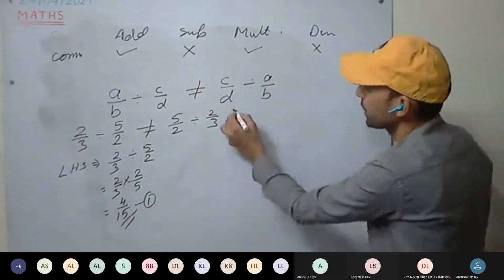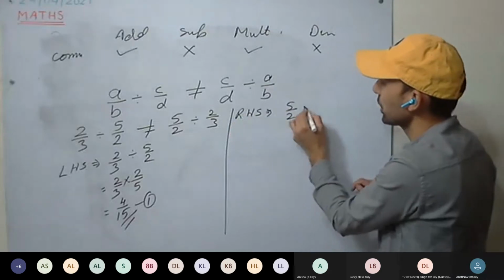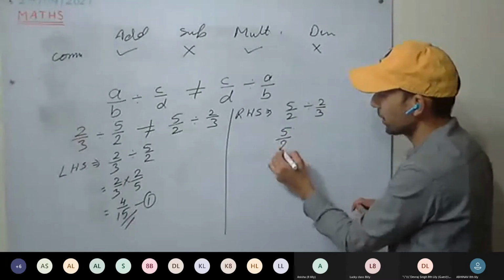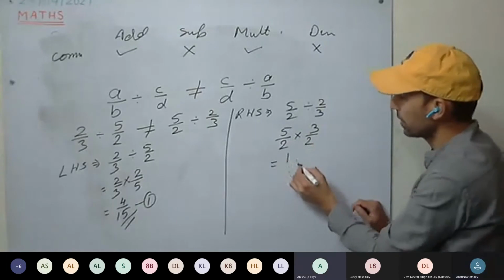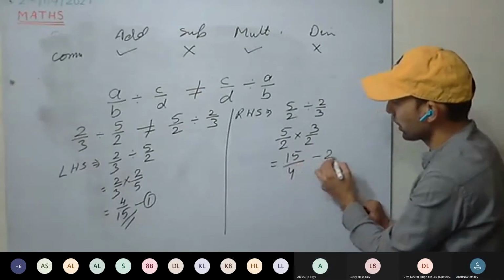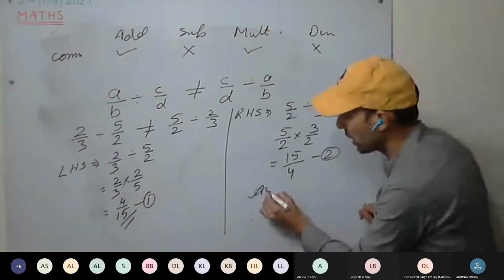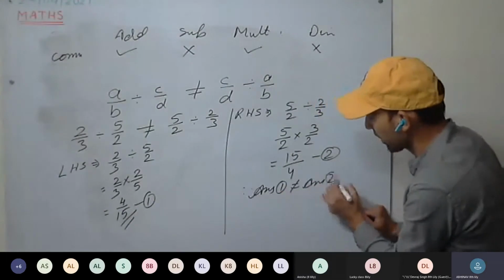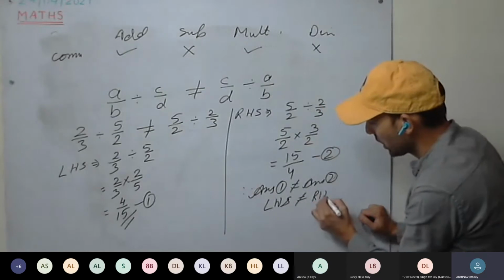Okay. Now I'm taking RHS here. 5 by 2 divided by 2 by 3. Next step, we have to take the reciprocal. 3 by 2. How much are we getting? 15 upon 4. This is the second answer. Is answer first equal to answer second? No, sir. Since answer 1 is not equal to answer second, that means LHS is not equal to RHS.